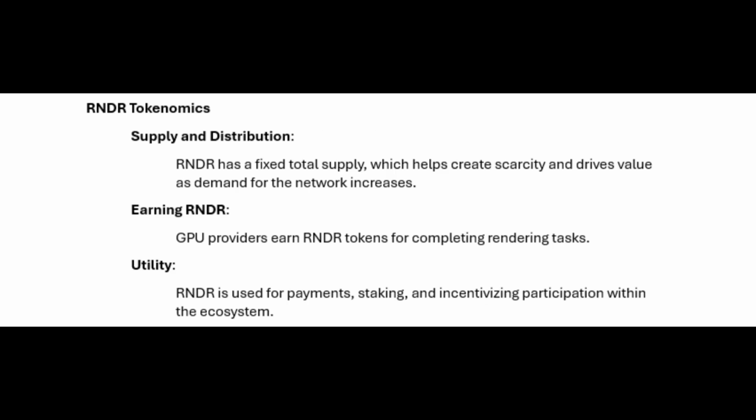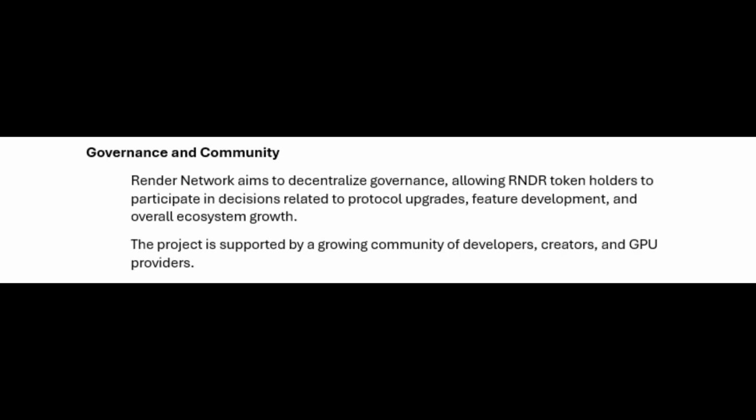RNDR tokenomics. Supply and distribution. RNDR has a fixed total supply, which helps create scarcity and drives value as demand for the network increases. Earning RNDR. GPU providers earn RNDR tokens for completing rendering tasks. Utility. RNDR is used for payments, staking, and incentivizing participation within the ecosystem. Governance and community. Render Network aims to decentralize governance, allowing RNDR token holders to participate in decisions related to protocol upgrades, feature development, and overall ecosystem growth. The project is supported by a growing community of developers, creators, and GPU providers.